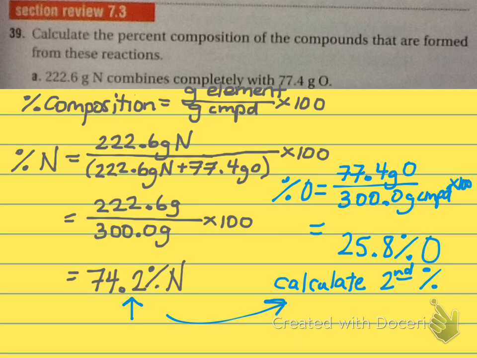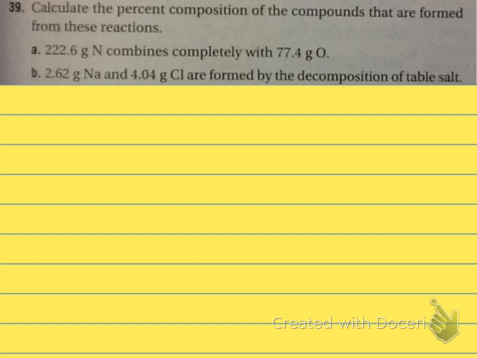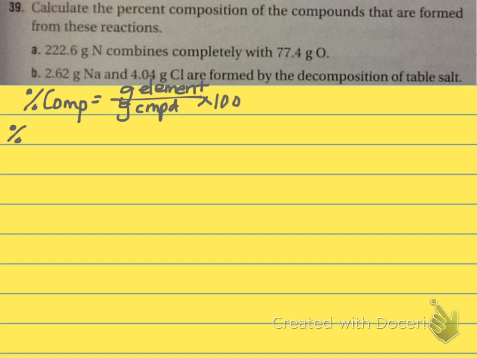Now we're going to do letter B. Same equation. Again, I still want to see that equation that our percent composition equals the grams of the element divided by the grams of the compound times 100. So we'll do our percent of sodium first, which is going to be 2.62 grams of sodium divided by 2.62 plus 4.04, which is 6.66 grams of compound.